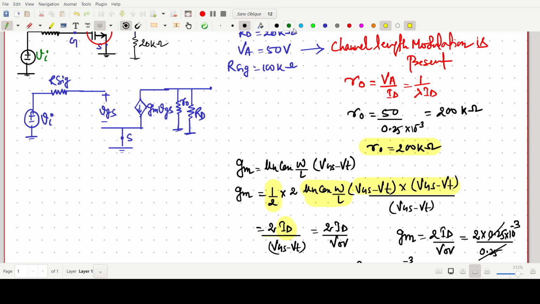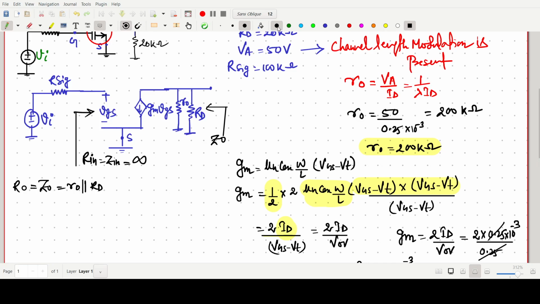Okay, now what we have to do, we have to find the input impedance, this one, Rin, or sometimes we can write Zin. So this one is open, so it offers a very high input impedance, so should be infinite. Now we have to find out the output impedance, like Z0. So this Z0 will be r0 parallel with RD. Okay, Z0, or we can write it R0.